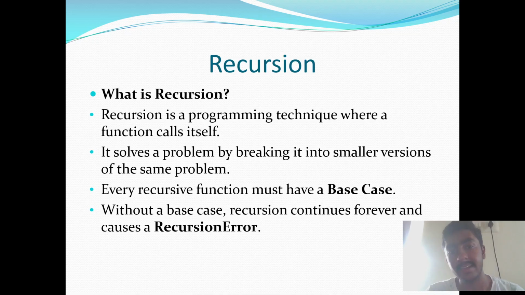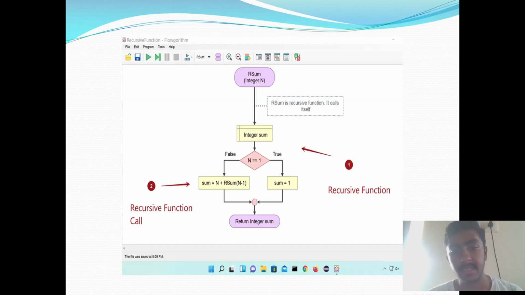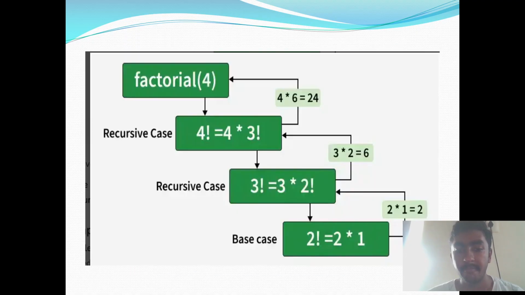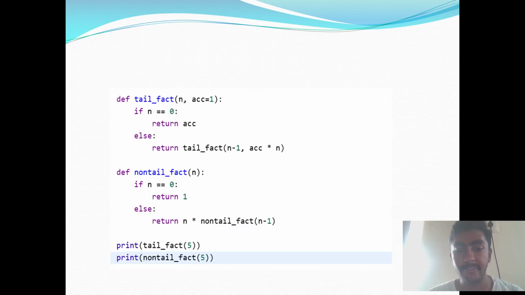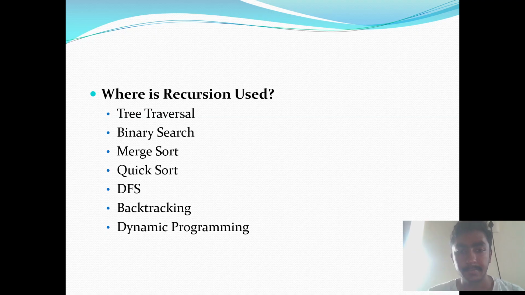Advantage 3: natural for some problems. Some problems are naturally recursive. For example, family trees, folders inside folders, binary trees, and divide and conquer algorithms. Trying to solve these problems without recursion often makes the code longer and harder to understand.